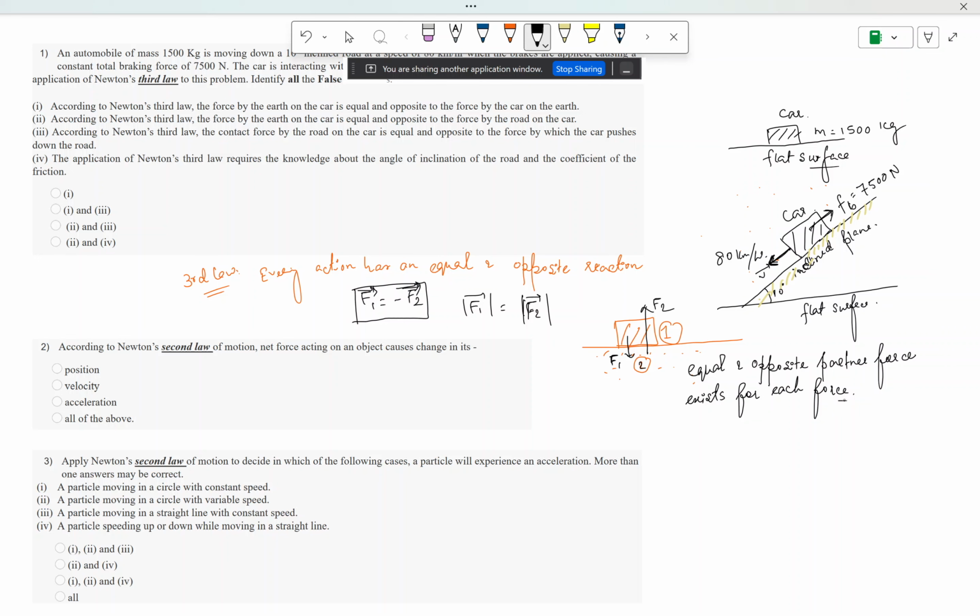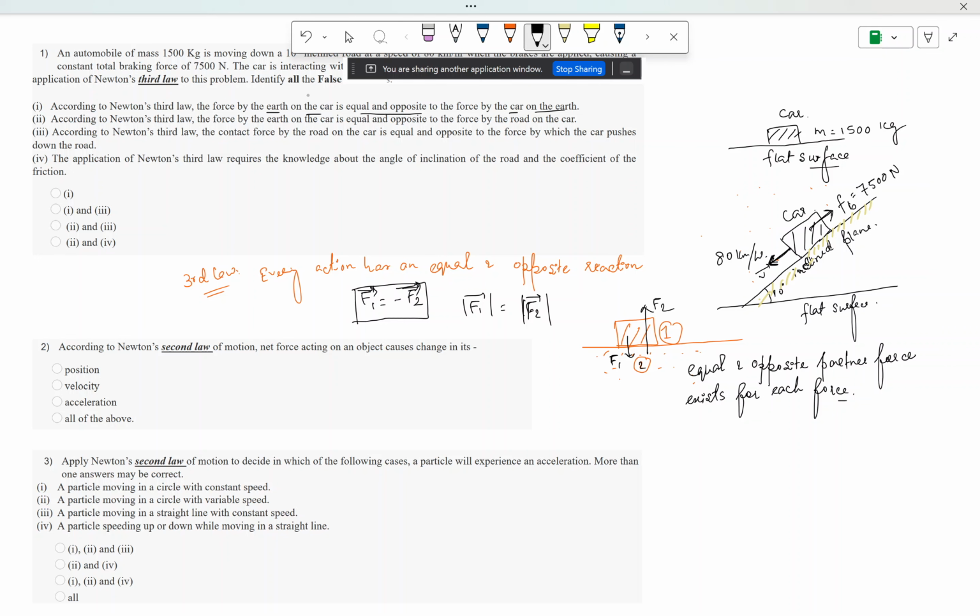So basically this is simple. Now you have to consider how to apply it in this problem, that is problem number 1. So let us read the options one by one, and then we'll understand which one is true and which one is false. So number 1 is, according to Newton's third law, the force by the earth on the car is equal and opposite to the force by the car on the earth. If you read it carefully, it is saying that the force applied by the earth on the car and the force applied by the car on the earth are equal and opposite. So this is true as per Newton's third law.